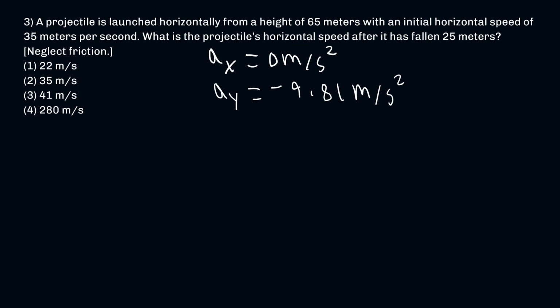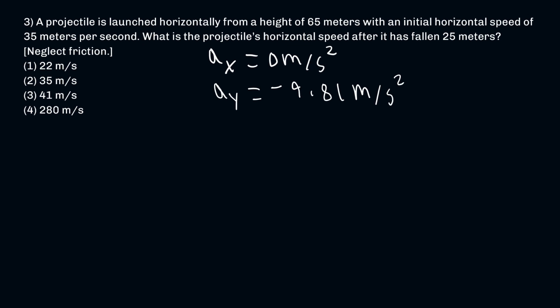But I know that my acceleration in the x direction for a horizontal projectile is 0 meters per second squared. So if I have an initial horizontal speed of 35 meters per second, whatever it falls, that horizontal speed is still going to be the same. That's not changing at all. The only thing that would change here is my vertical speed, the speed in the y direction, because you have that negative acceleration as it goes downwards.